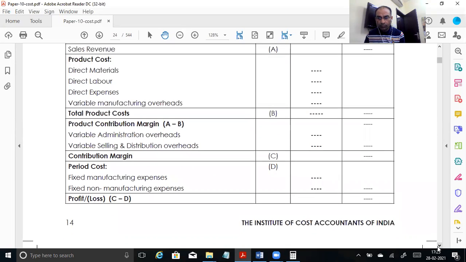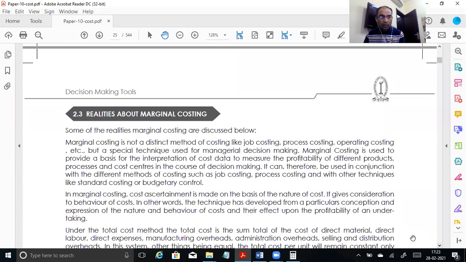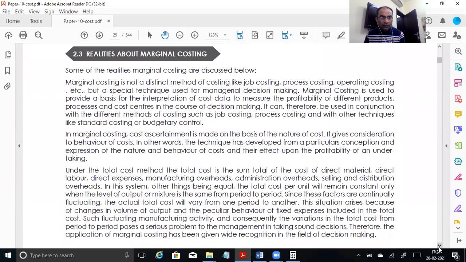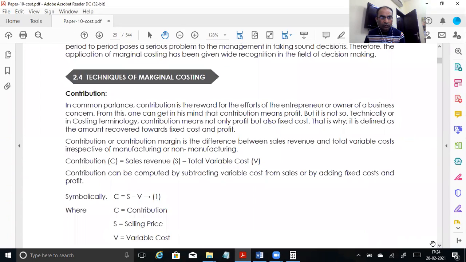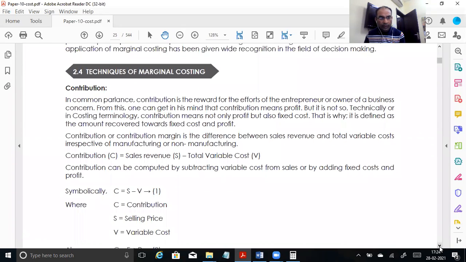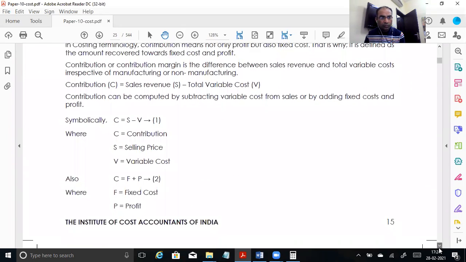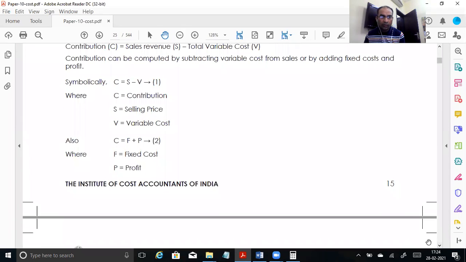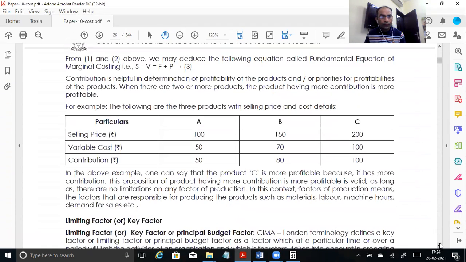So moving on, this part is about marginal costing, so you can read it. We are going to the numerical portion only. As you can see here, he has given all the formulas: what is profit, how we calculate our contribution, and all these things. Moving on.